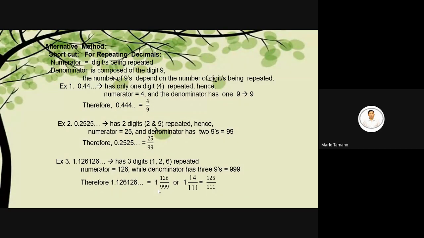Naintindihan? Number 2, 0.2525, 25, walang hangganan po, has 2 digits. Yung 2 at saka 5. Ito po yung tens and hundreds place. Naintindihan? Naintindihan po. Has 2 digits, 2 and 5 repeated, hence numerator is 25. 25 na kaagad, and the denominator has 2 nines, dalawang 9. Therefore, 0.2525, that is equal to 25 over 99. Yan na po, hindi na natin ma-lowest term yan. Naintindihan? Tatandaan niyo po.